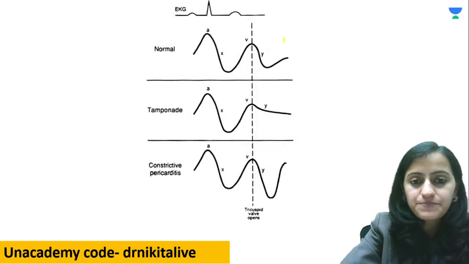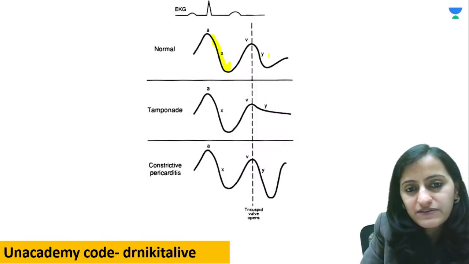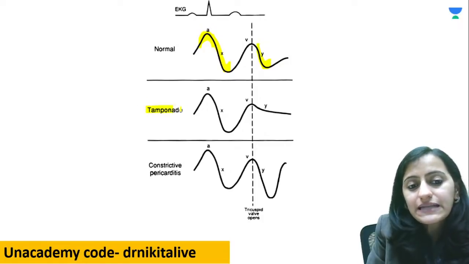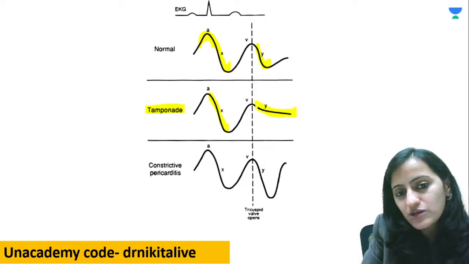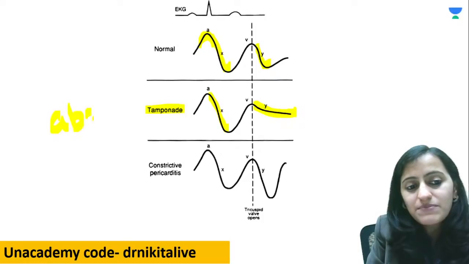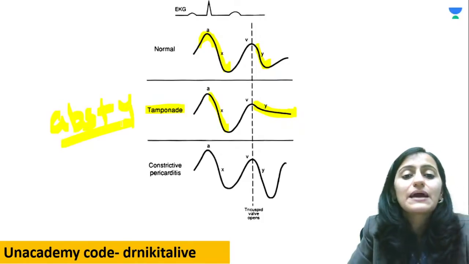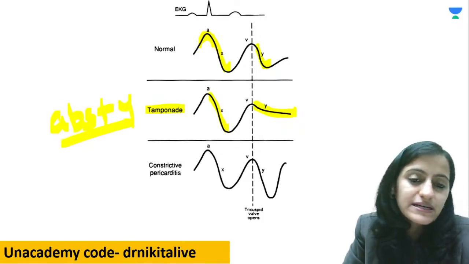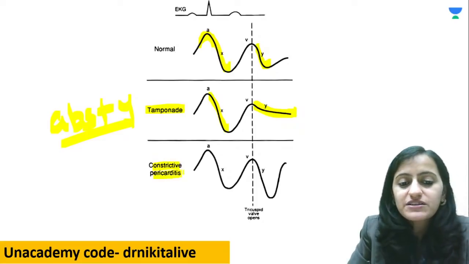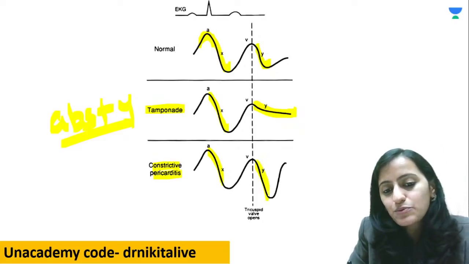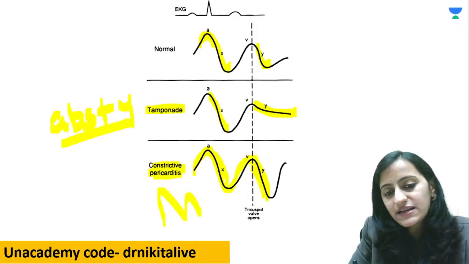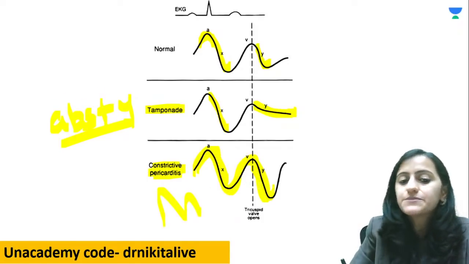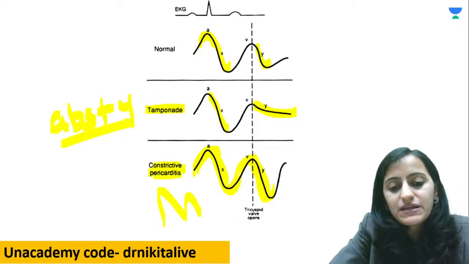Look at the image here. Look at the normal JVP. You have the X descent, you have the Y descent. This is the A wave. Tamponade has X descent which is there, but the Y descent which was there, that is absent. So remember, absent Y descent. Tamponade has Beck's triad. Constrictive pericarditis is both X and Y prominent. Both are prominent. This is the M pattern that we see here. So this is constrictive pericarditis.